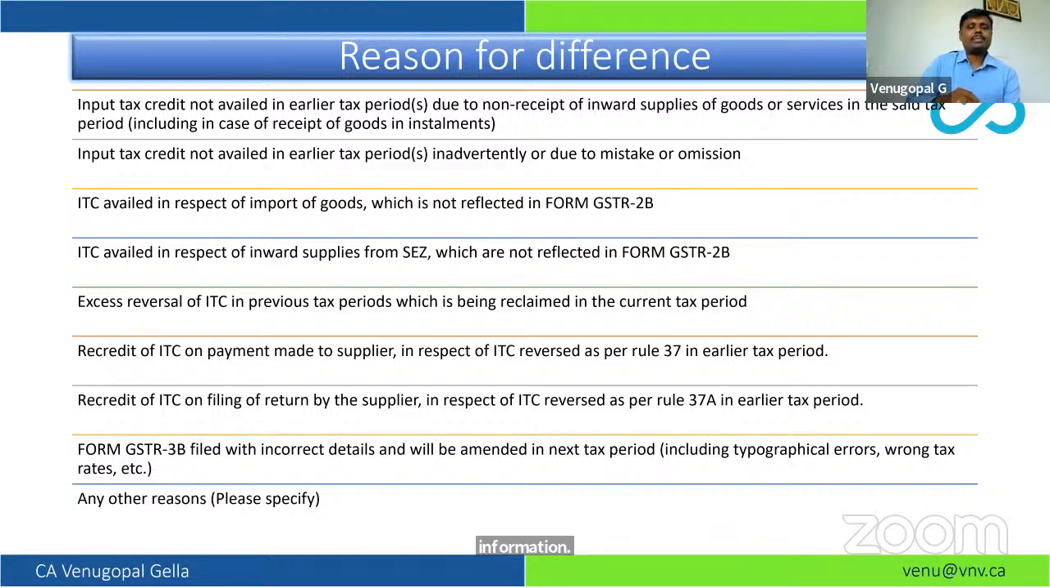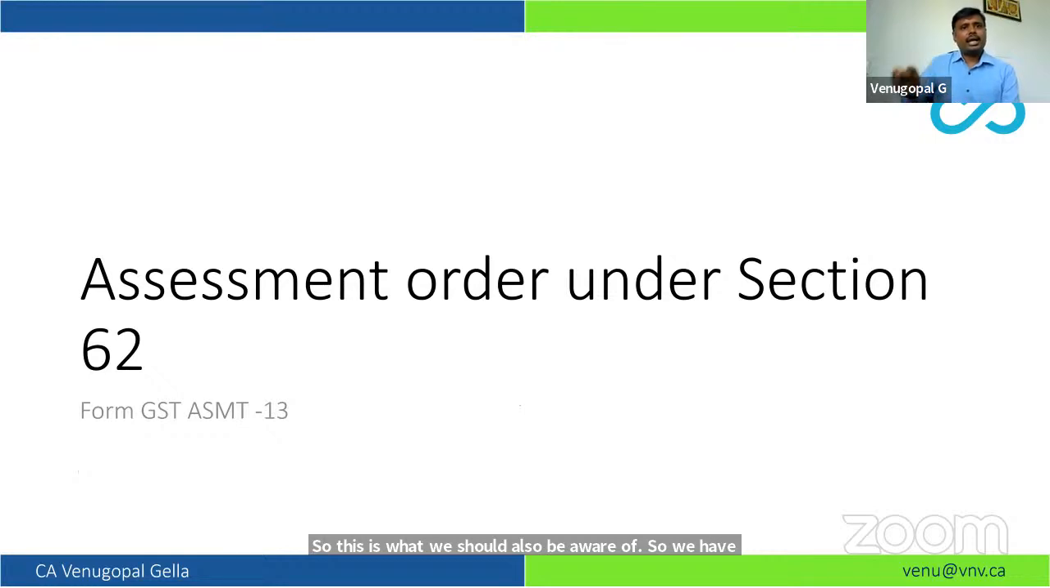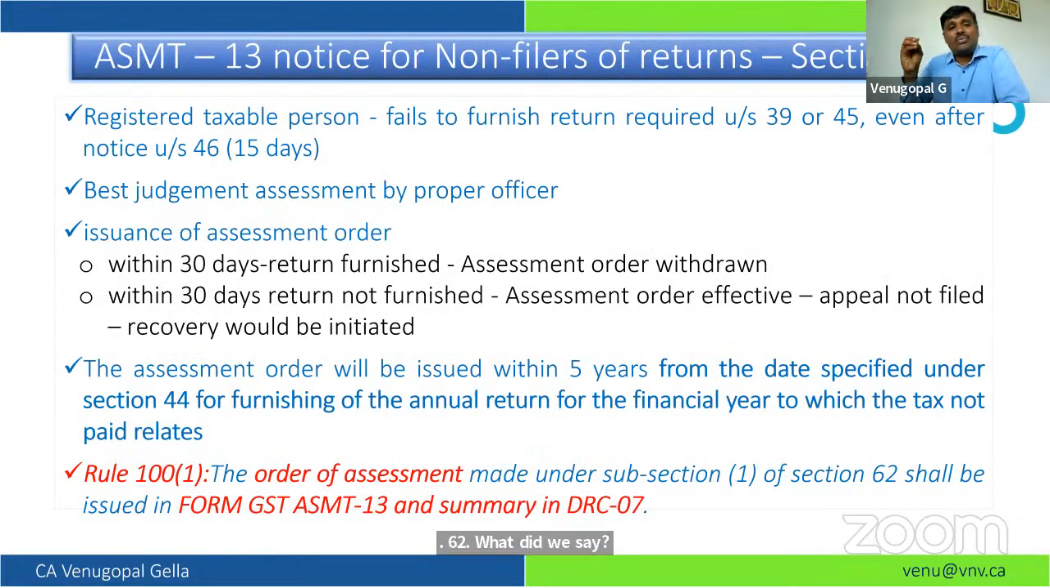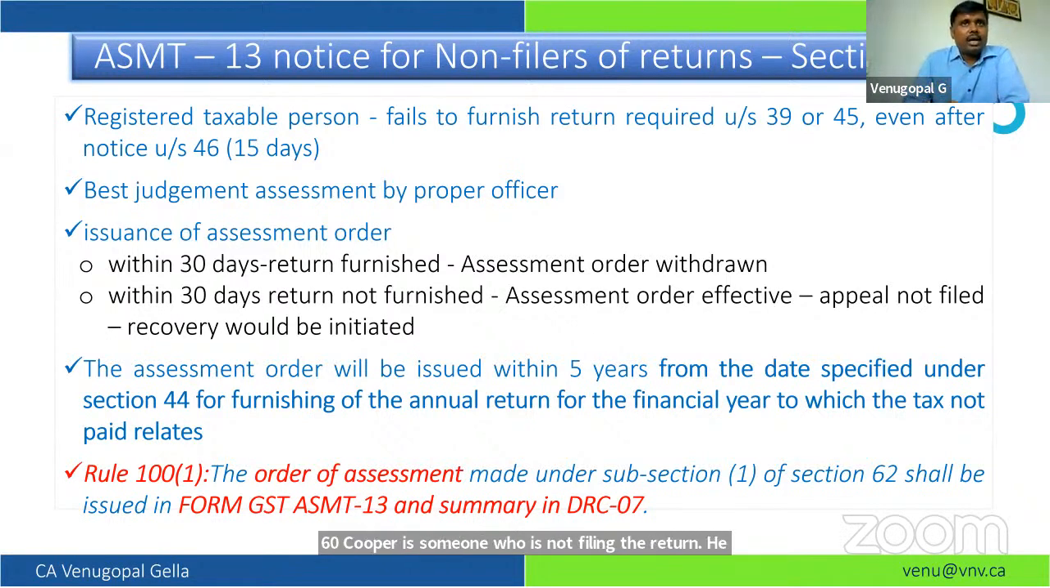So this is what we should also be aware of. So we have seen ASMT 10, we have seen DRC. Now the ASMT 13, this is also again more important. Now this is an assessment order under section 62. What did we say 62 for? Is someone who is not filing the return. He is regularly registered but has not filed the return. Now what is the challenge in this? This is a best judgment. Best judgment is in the best of the wisdom of the officer, the judgment is happening.